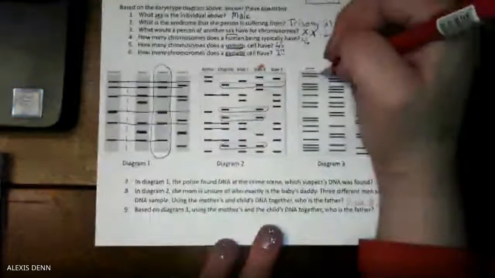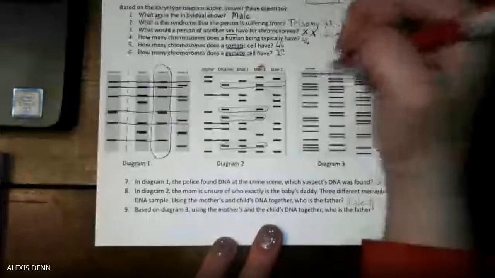And with the last sample, based on diagram 3, using the mother and the child's DNA together, who is the father? We're going through the same process. So I eliminate anything that the baby got from mom, and we're just going to look for the bands that it did not inherit from mom. I'm going to change colors again, and that's just for the purpose of you being able to see what I'm writing.